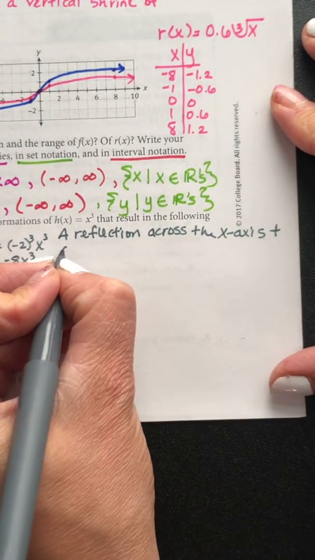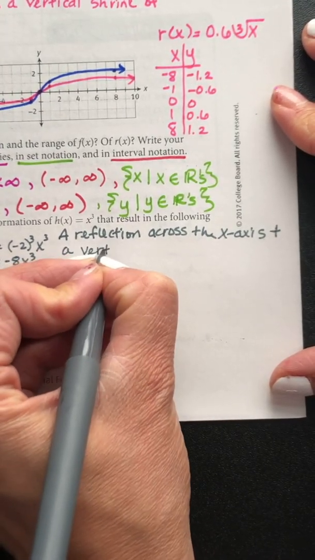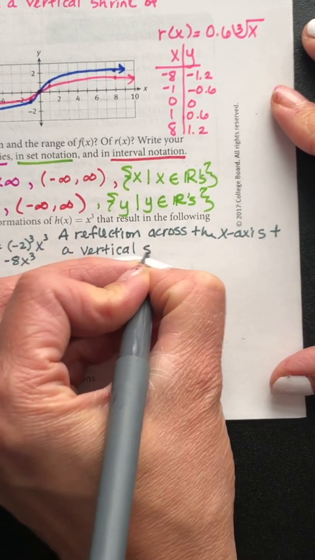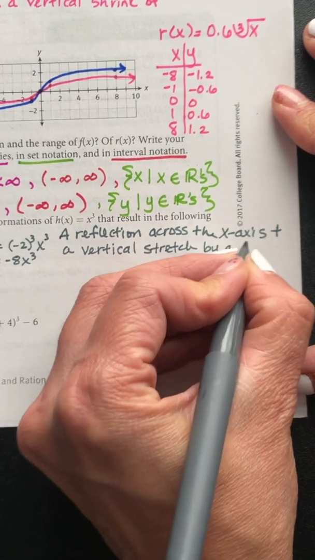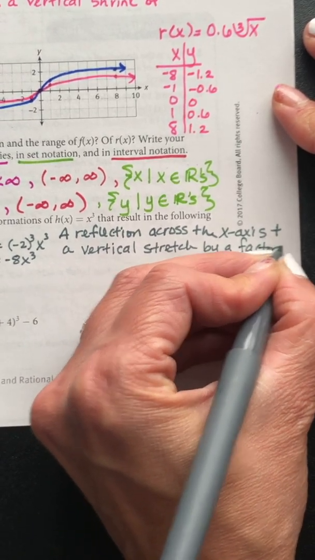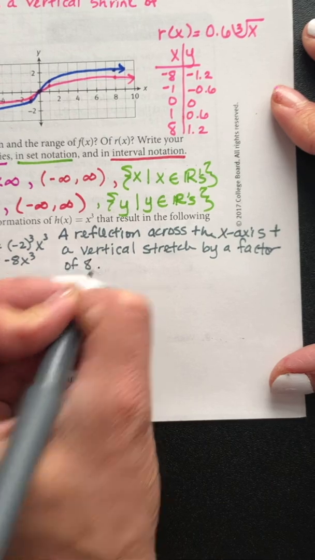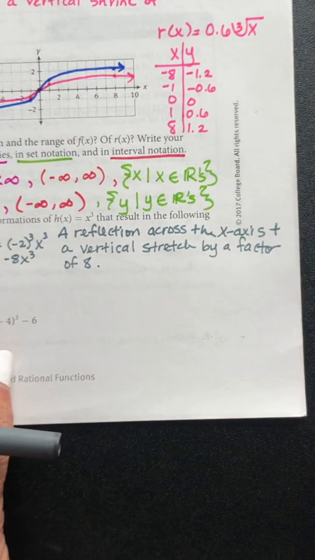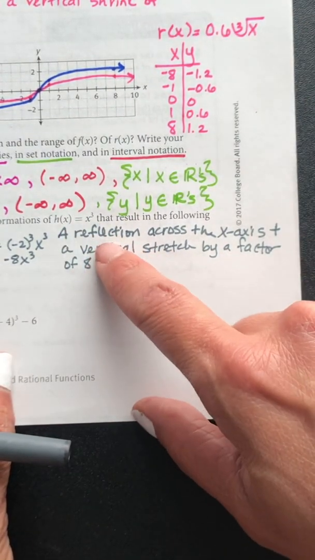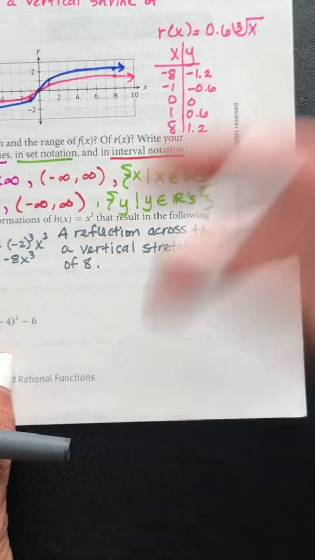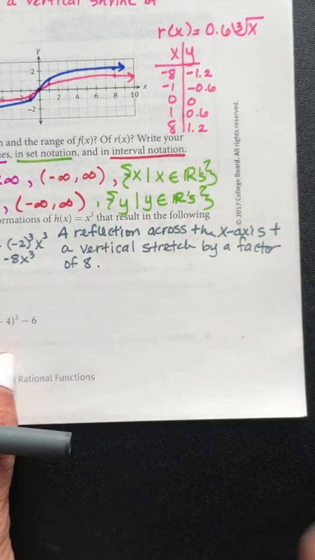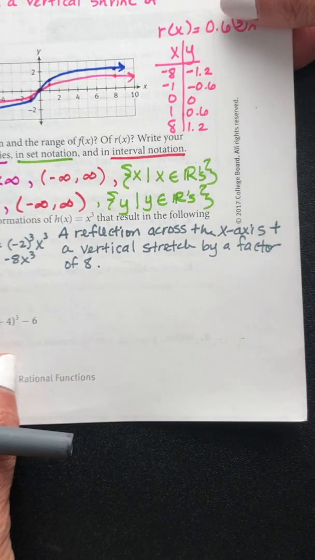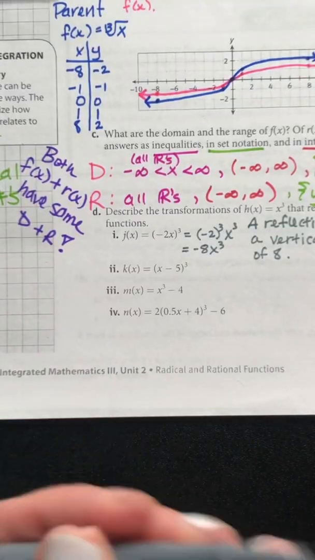And a vertical stretch by a factor of 8. We don't need to say negative 8 because the negative has to do with the reflection. So that's what the negative does. The number, though, is what does a vertical stretch or shrink. In this case, because it's bigger than 1, it's a vertical stretch.